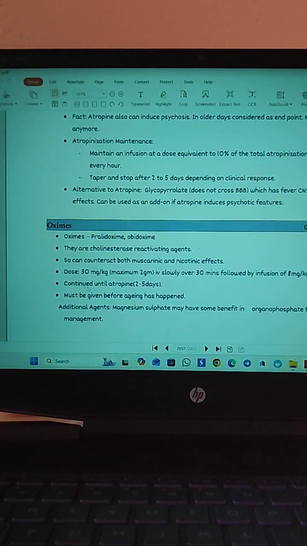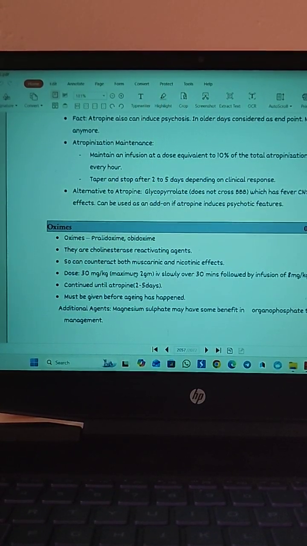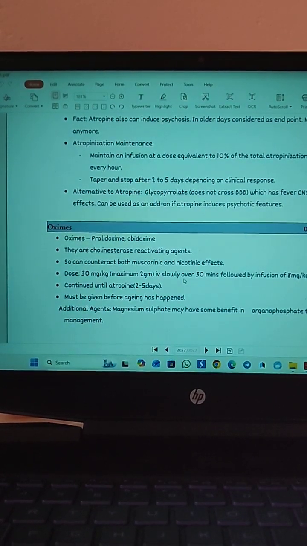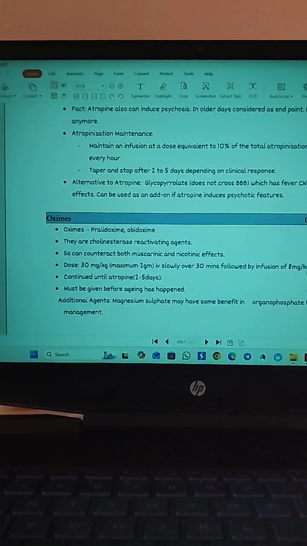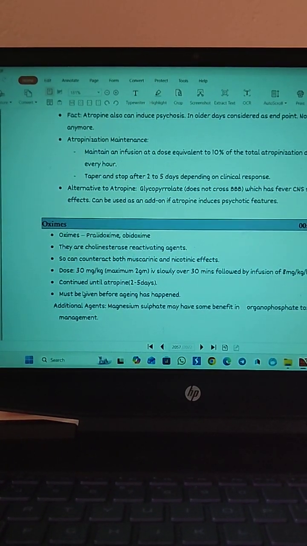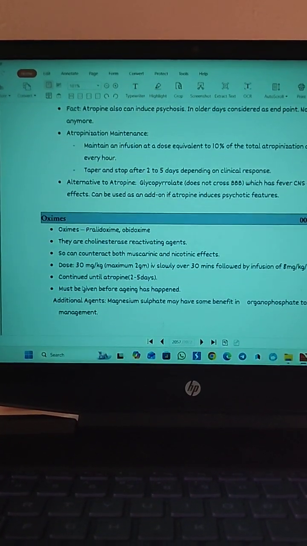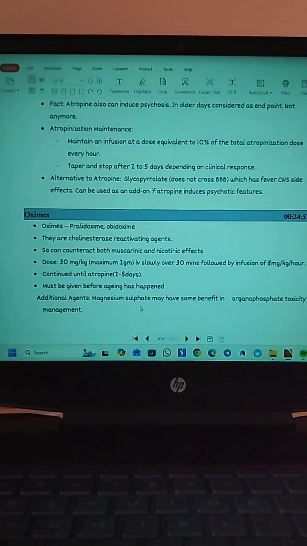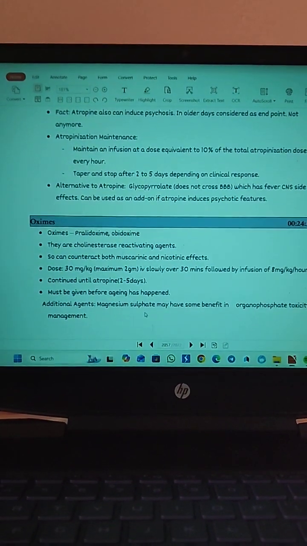The dose of this is 30 milligram per kilogram, maximum 2 gram can be given, and it is given IV slowly over 30 minutes. Okay, and followed by an infusion of 8 milligram per kilogram per hour. This can be continued as long as atropine is given, like 2 to 5 days. So that's about oximes, and among additional agents, magnesium sulfate may also have some benefit in organophosphate toxicity management. Okay.